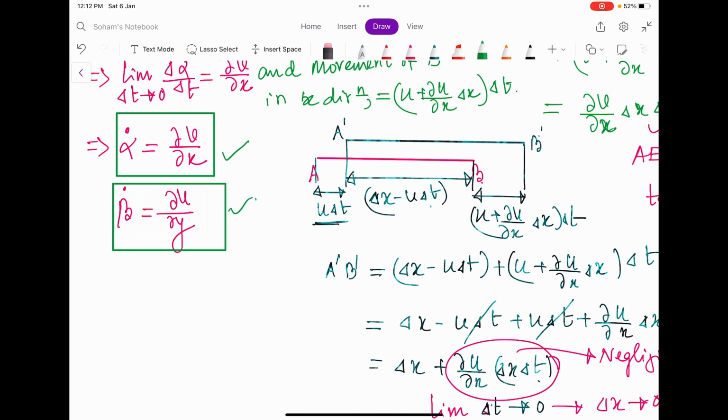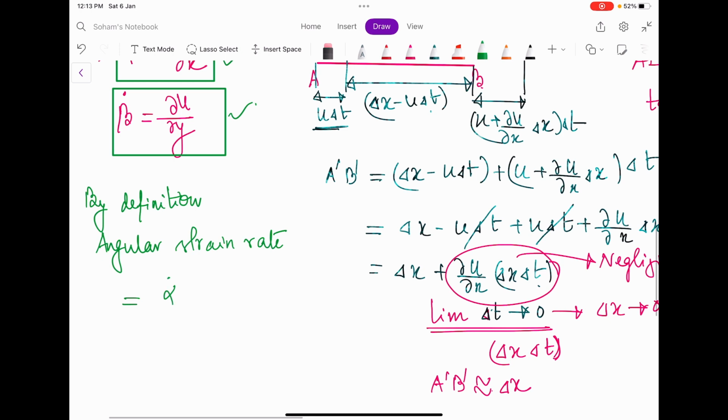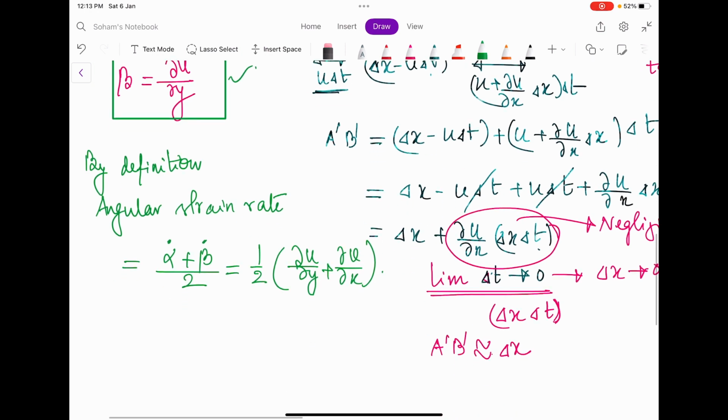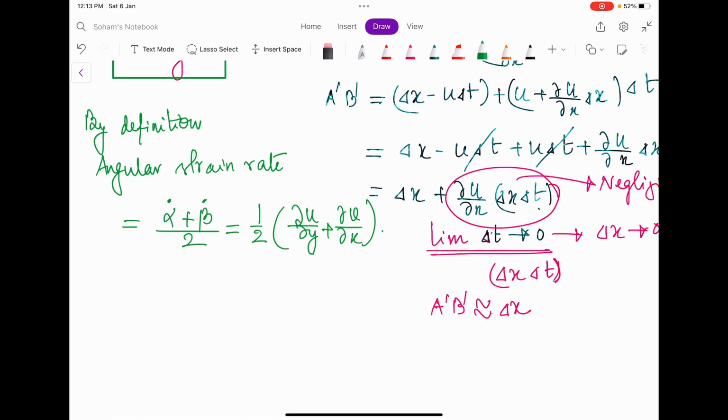Now by definition I have to take the average of these two. So by definition, angular strain rate is equal to (alpha dot plus beta dot) by 2. That will be half into (del u by del y plus del v by del x). This is true for any one plane.